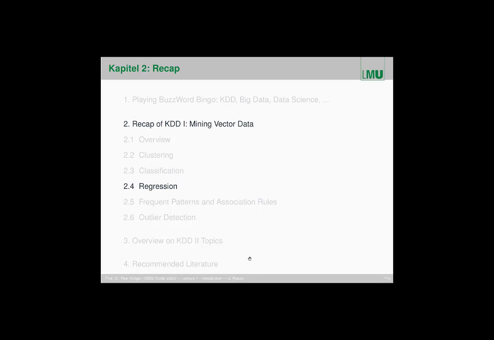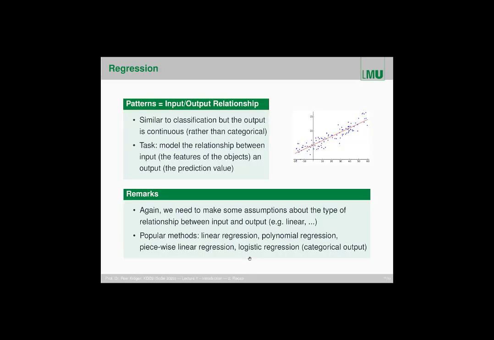So we talked about clustering and classification, actually the methods we reviewed in KDD1, and now we have a short outlook on regression. We also talked about regression in KDD1, and regression is very similar to classification. So again, you have training data and you want to come up with a model or a set of rules to classify unknown data. But in the case of regression, the output is continuous rather than categorical. In classification, it's categorical. In regression, it's continuous.